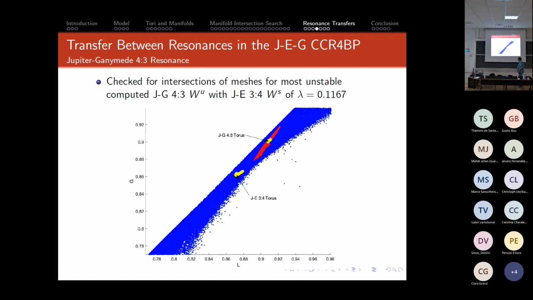But anyway, at least for that most unstable Jupiter-Ganymede 4-3 resonance, we want to check if its manifolds approach those of the Jupiter-Europa 3-4 with an unstable multiplier of about 0.11. So that was pretty stable. That's a stable multiplier, right? So we're looking at a stable manifold. Here we just show a plot in Jupiter-centric Delaunay coordinates, big L on the x-axis and big G on the y-axis, and we can see that this right there is the 4-3, and you can see also 3-4.